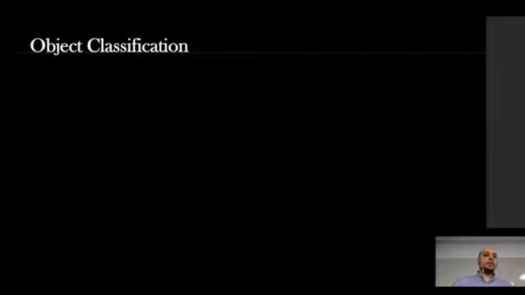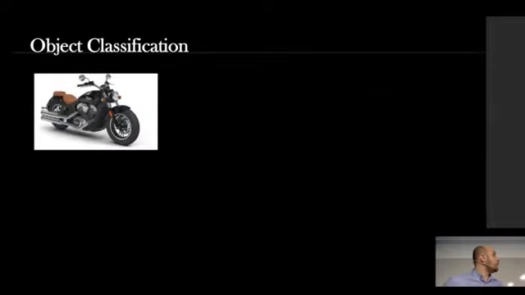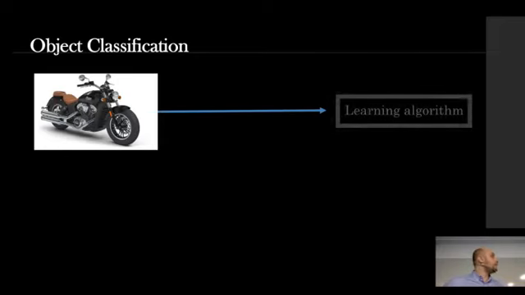Deep learning object detection. Before we move to deep learning object detection, you need to think about the classification task first. The question you're trying to answer is: does this image have a motorcycle in it or not? In a very nice world, we would just take this image, give it to a learning algorithm, and we would have our answer. But we don't work on raw pixels.